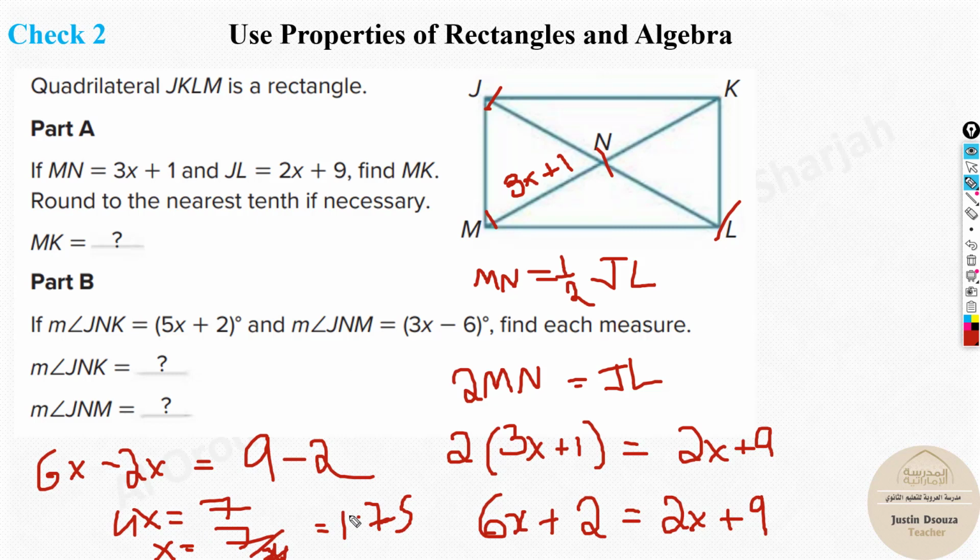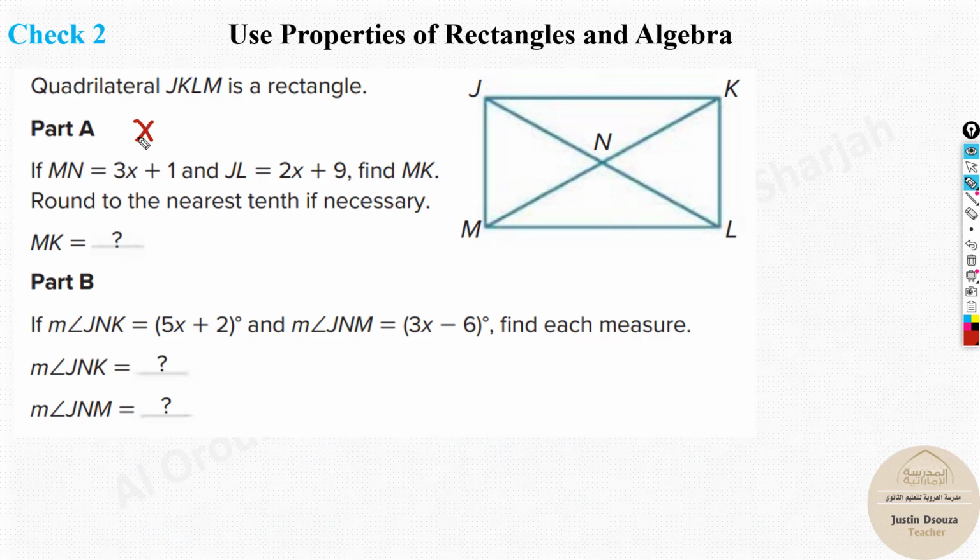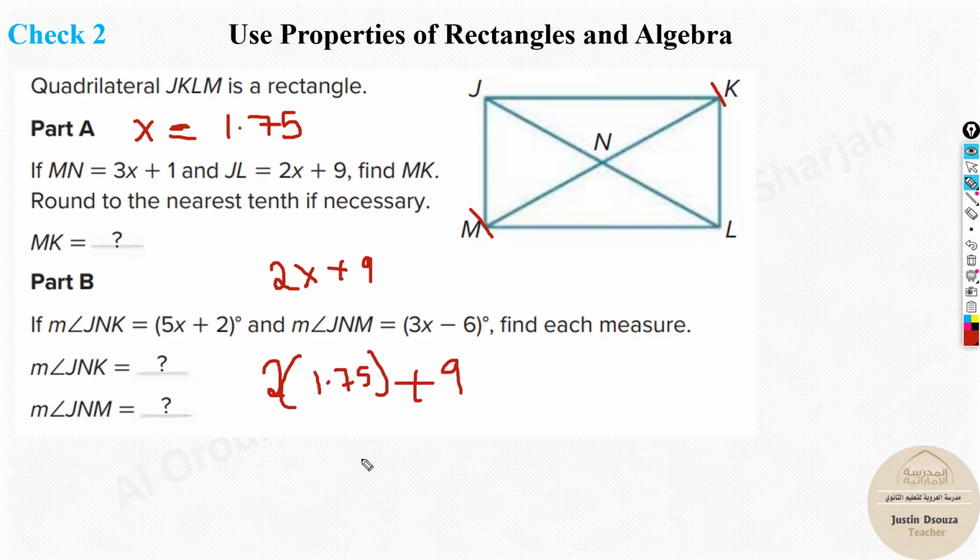Now, very important thing. We have found x value. I'll write it over here. You can pause the video and check these steps. Now, x value we found out by equating 2 times MN equals JL as 1.75. But this is not what we want. We want MK. MK is equal to JL. So I will take JL value, that is 2x plus 9. But instead of x, I will substitute 1.75.